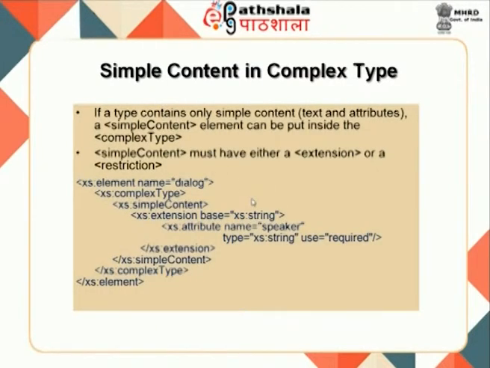Now, how do you define a simple content in a complex type? So, when do you do it? If a type contains only simple content, like text with attributes, then a simple content element can be put inside this complex type. Here you can see the element is dialog, it is a complex type, you put a simple content, and then you say extension base, its base type is string, and it has only the attribute. The name of the attribute is speaker, and you say that it is a required attribute. So within a simple content and extension, you define an element with an attribute.